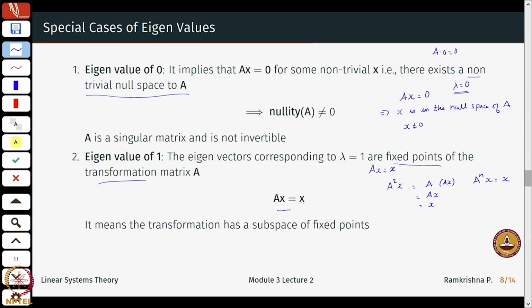An interesting case is, what when A is the identity, say the n cross n identity matrix. The identity matrix will have lambda equal to 1, this is a trivial thing. And what are the eigenvectors? Well, all vectors, any vector, are the eigenvectors corresponding to lambda equal to 1. You can just check that.